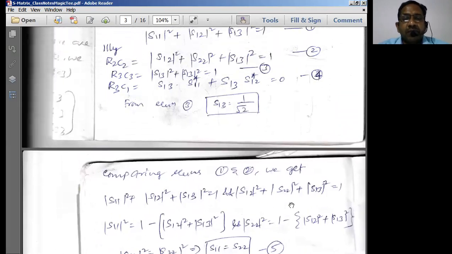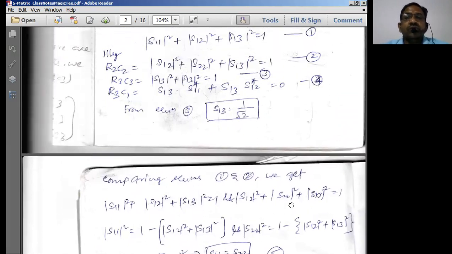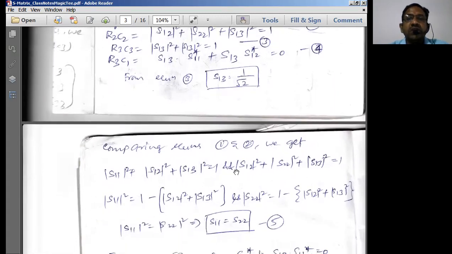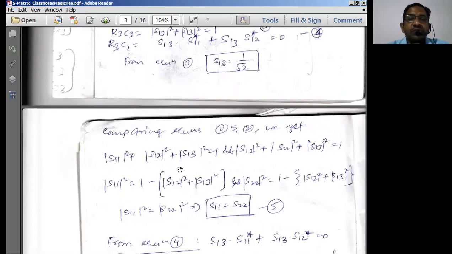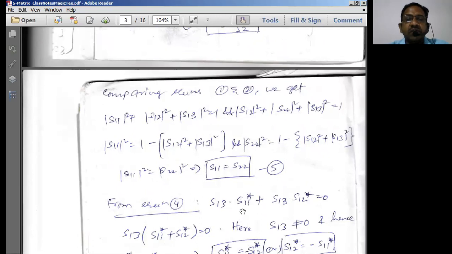So here we are simply comparing the two equations, that is 1 and 2. So we are solving for two equations, comparing 1 and 2. What do we have here? S11 square plus S12 square plus S13 square is equal to 1. And S12 square plus S22 square plus S13 square is equal to 1. So we have these two equations, equation 1 and equation 2. So from this I can have S11 square is equal to 1 minus S12 square, S13 square, all these things. And S22 square is equal to 1 minus this. These two components will be coming on the right hand side of the equation.